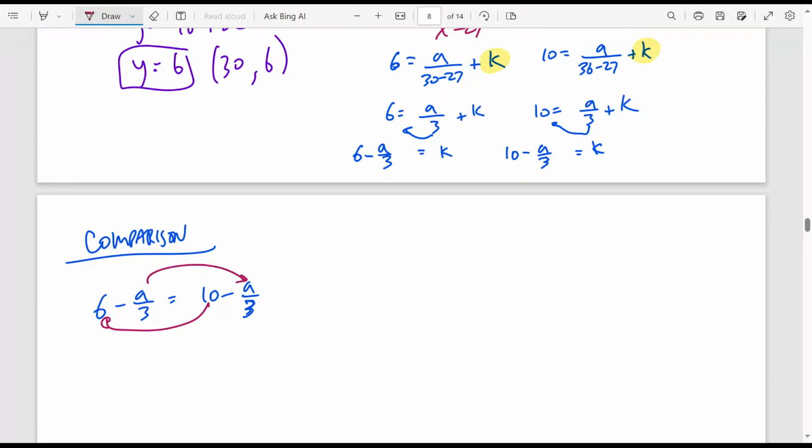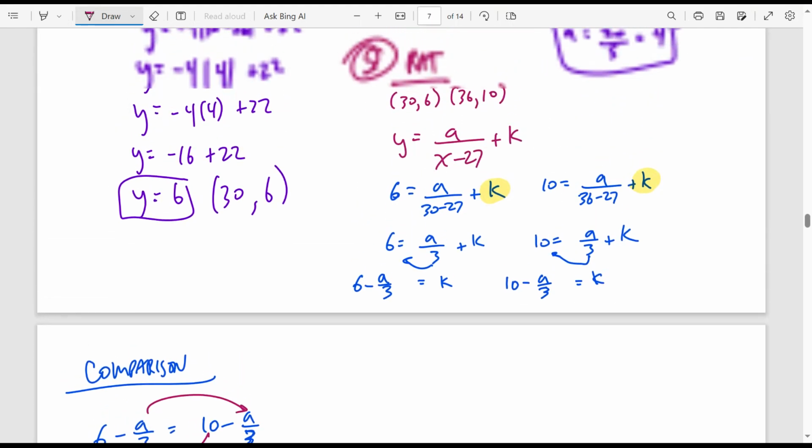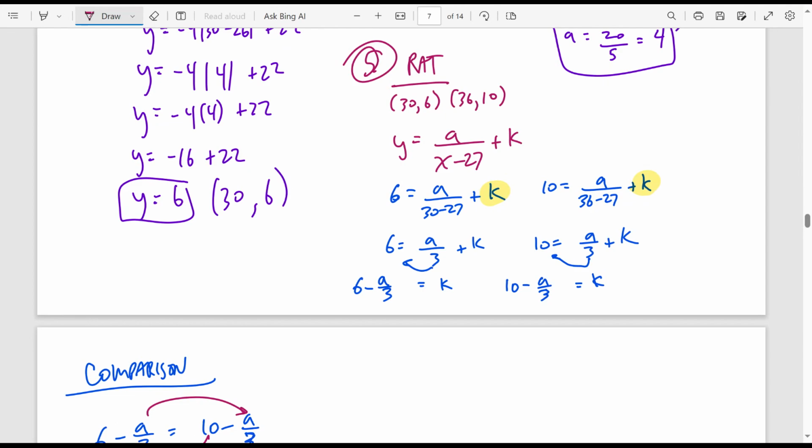So bring it whatever way you want. The comparison method here. So 6 minus... So I'm going to have 4. Oh, I changed, sorry, 30. That's my bad. Up here, my bad. 36 minus 27.